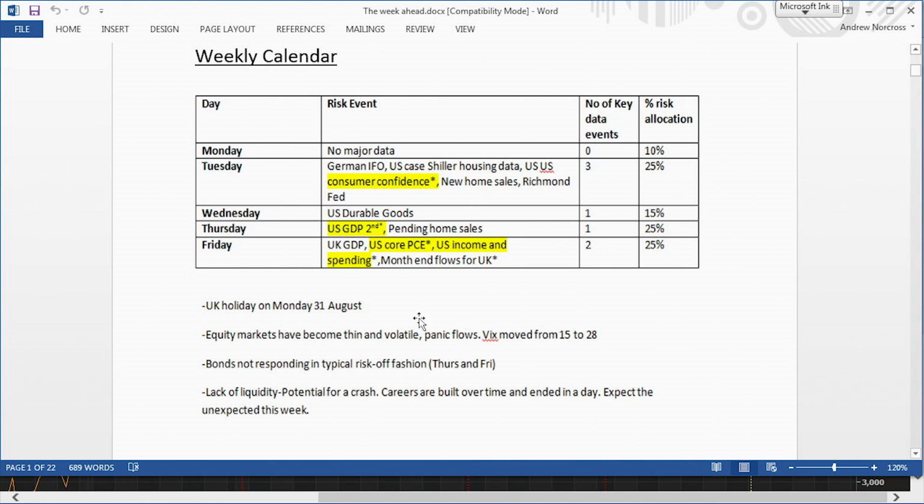And the reason I want to point that out is because if we look at this last point here, where I've spoken about a lack of liquidity, potential for a crash, when the markets become thin and volatile, and the markets are very one-sided as they have been for so long now, a lack of liquidity creates the potential for a crash. I've then gone on to say something interesting, and I want you guys to take this to heart and just pay attention. Careers are built over time and ended in a day. Expect the unexpected this week.